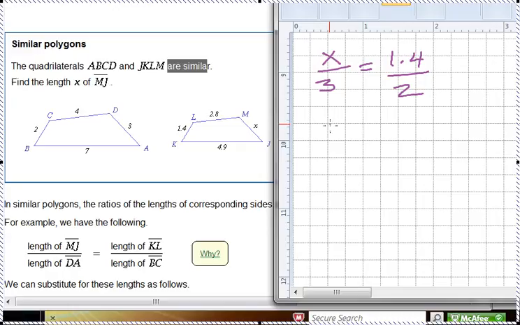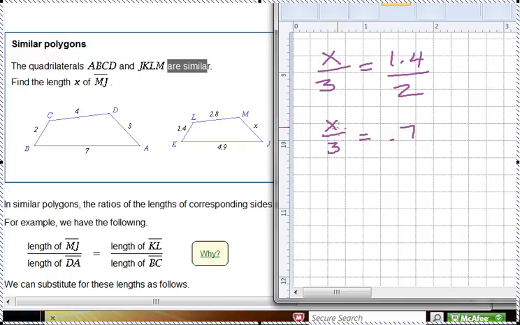All right. Here's what I need to do. Sky, you've got the calculator. What is x divided by 3 equals, what's 1.4 divided by 2? We have 40 seconds left. 0.7.